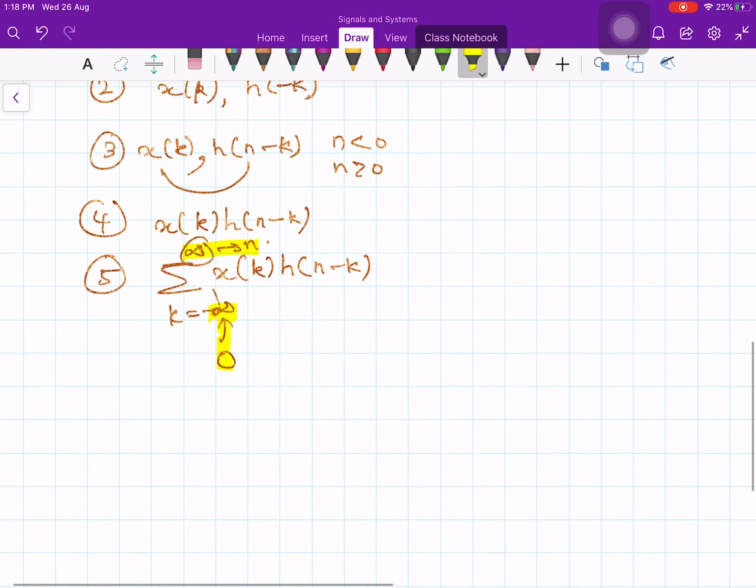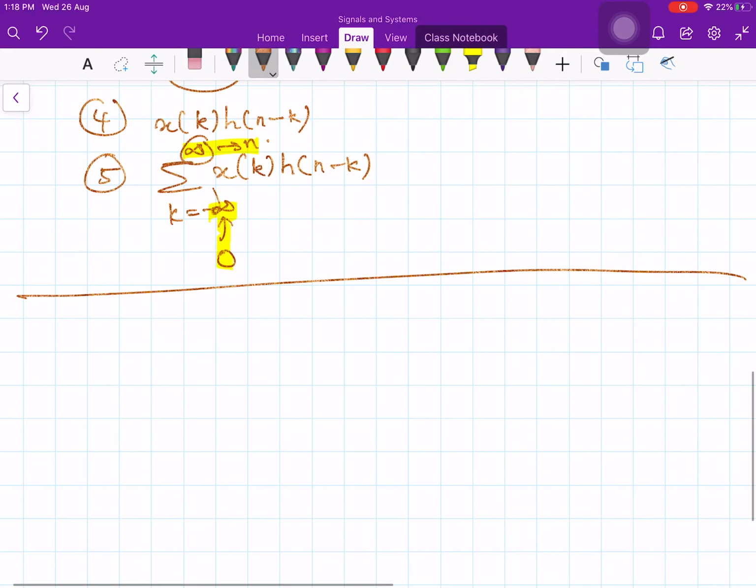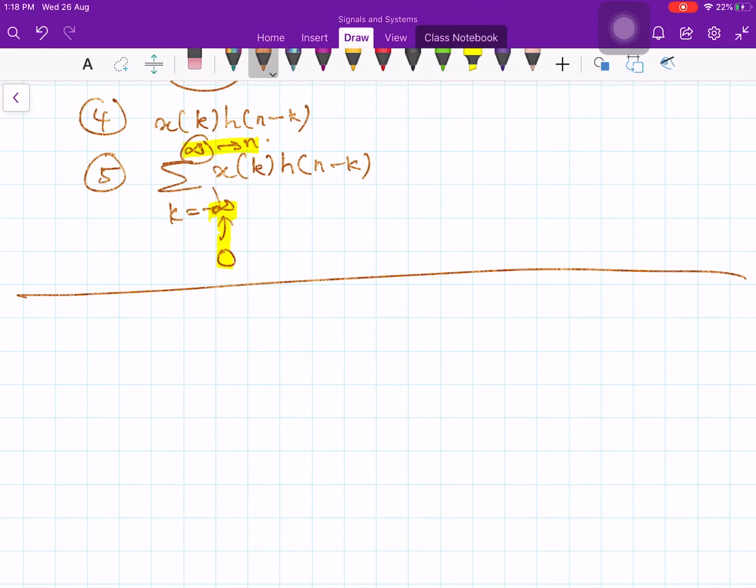That is a very simple process. Well, let me draw x of k, which is equal to alpha to the k u of k. The given signal is x of n equal to alpha to the n u of n. Now, change this n to k: x of k is equal to alpha to the k u of k.